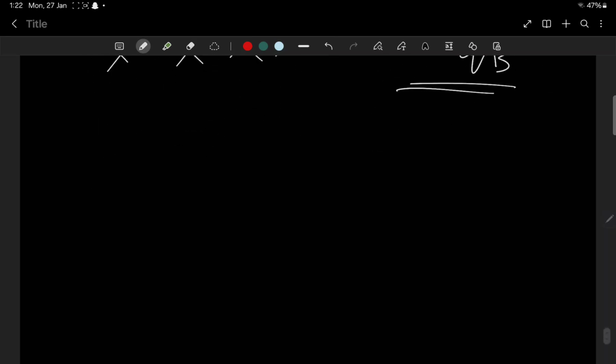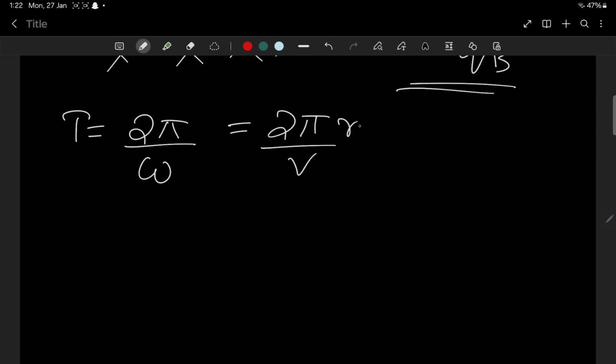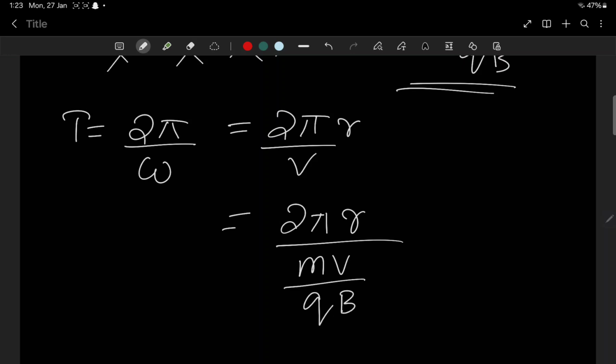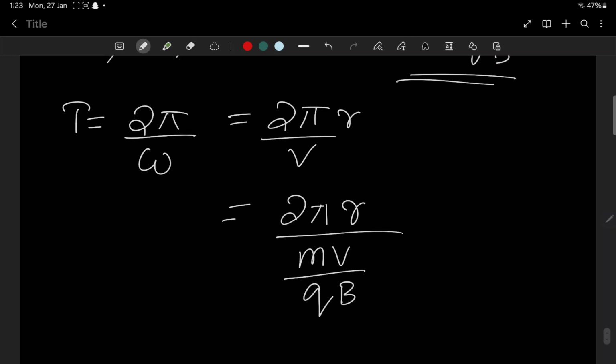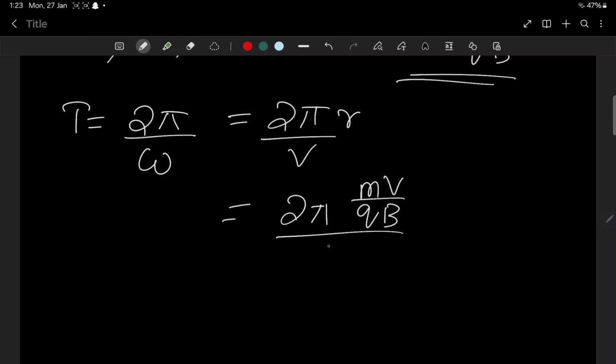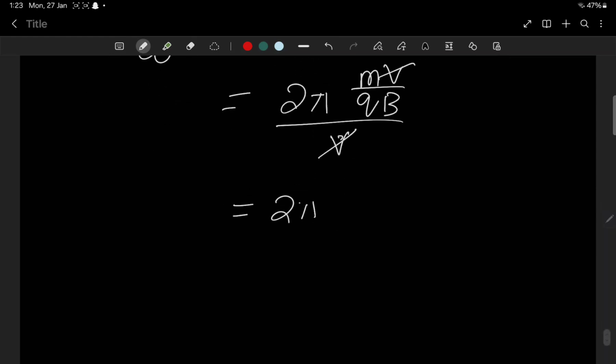Now time period T equals 2 pi by omega, that is 2 pi r by v. Sorry, I wrote it wrong. R is mv by qB, so T = 2 pi (mv by qB) by v. The velocity v cancels. Therefore 2 pi m by qB is equal to the time period.